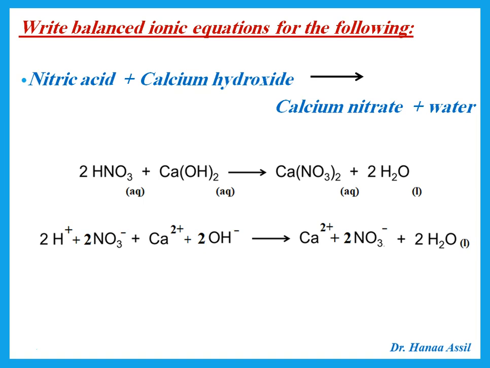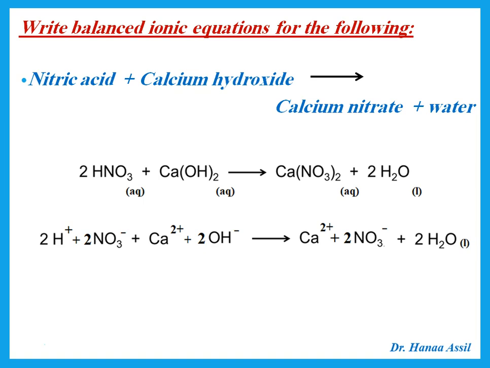So we have 2H plus and 2NO3 minus from the nitric acid. Calcium 2 plus and 2OH minus from the calcium hydroxide to give calcium 2 plus, 2 nitrates from the calcium nitrate, plus 2 water. Water is a liquid. We do not do anything to it. We just copy it as it is.